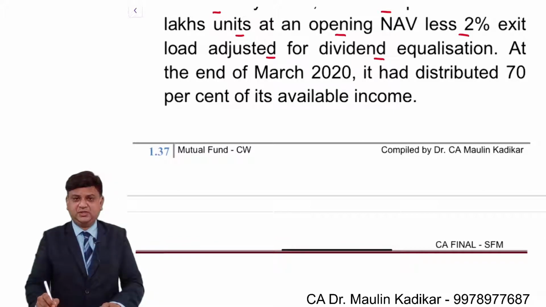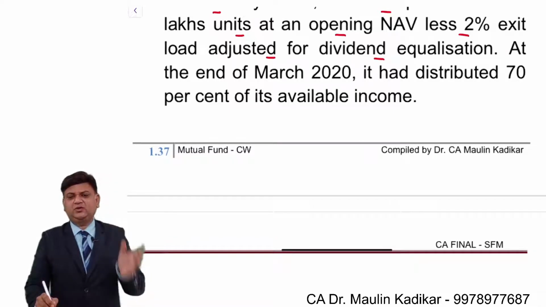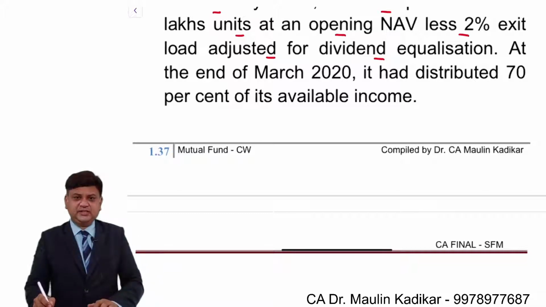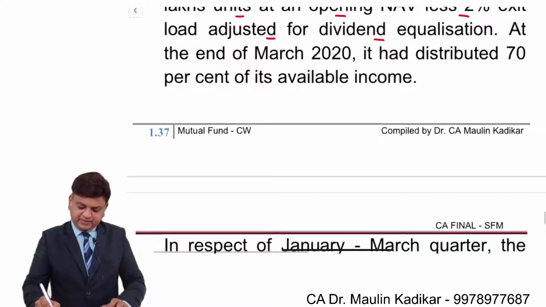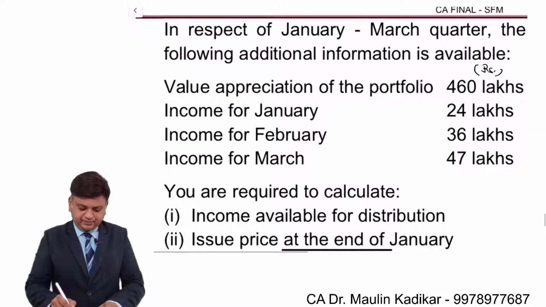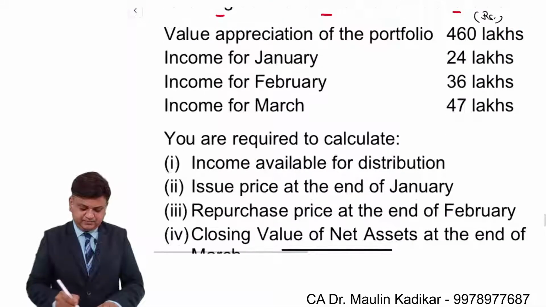dividend equalization. Entry load and exit load are kind of like the transaction cost which is supposed to be paid by the investor for the purpose of doing the transaction. It had distributed 70% of the available income. In respect of the January to March quarter, the following additional information is available.